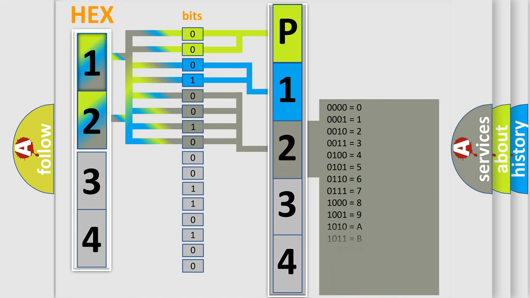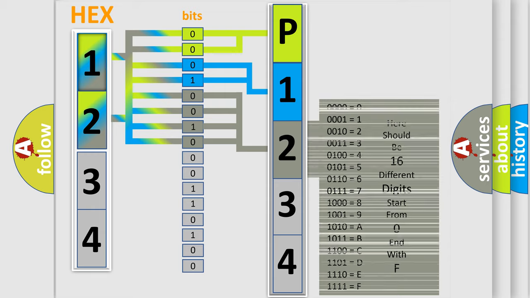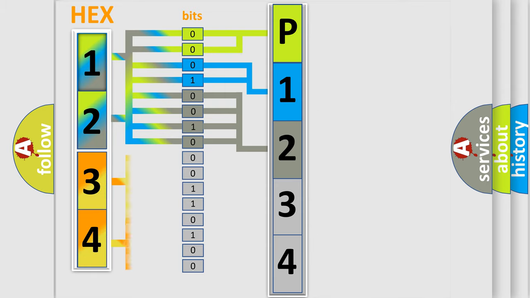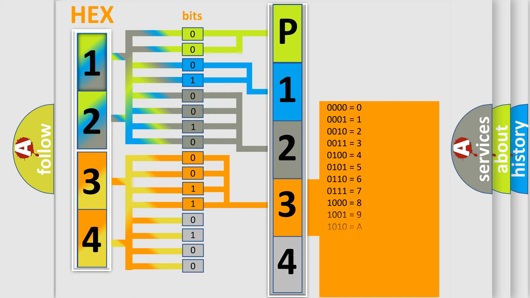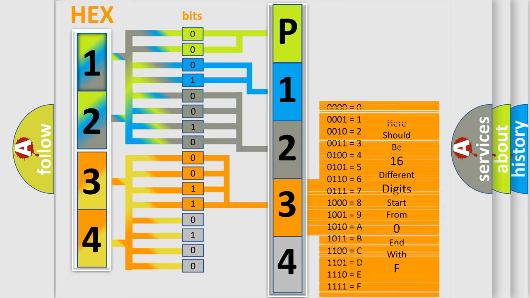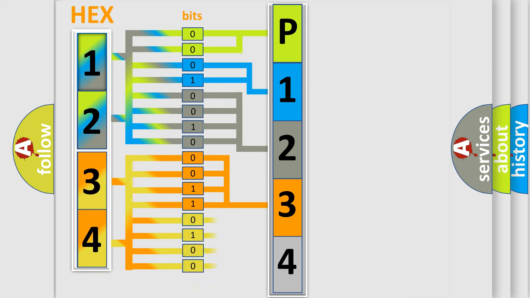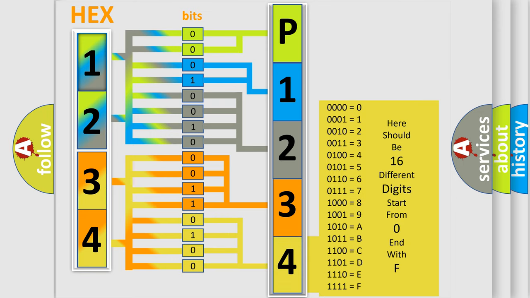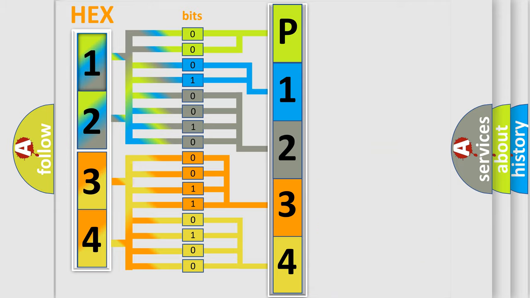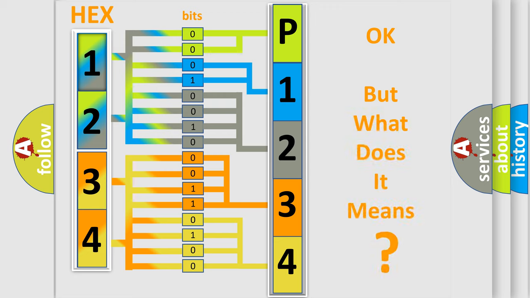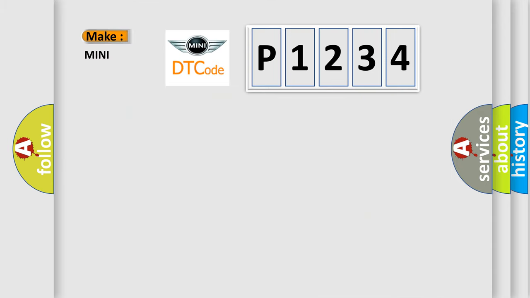The second byte is composed of a combination of 8 bits. The first 4 bits determine the fourth character of the code, and the combination of the last 4 bits defines the fifth character. A single byte conceals 256 possible combinations. We now know in what way the diagnostic tool translates the received information into a more comprehensible format. The number itself does not make sense to us if we cannot assign information to what it actually expresses. So, what does the Diagnostic Trouble Code P1234 mean specifically for MINI car manufacturers?